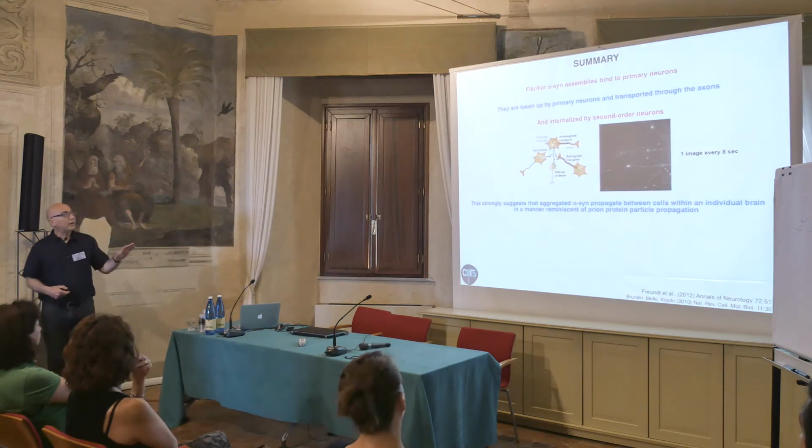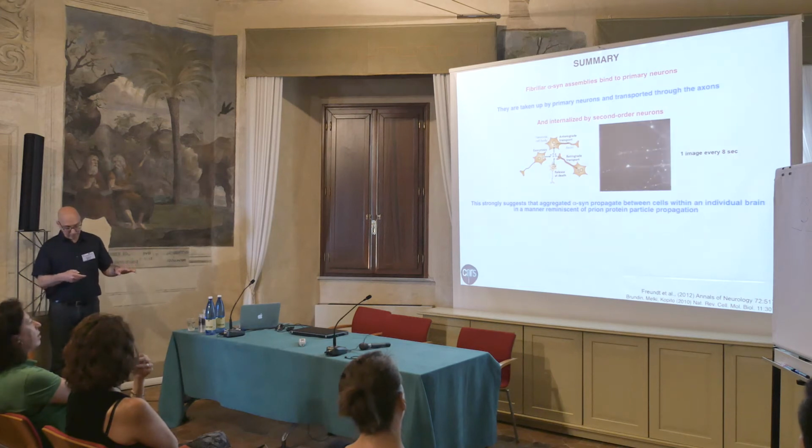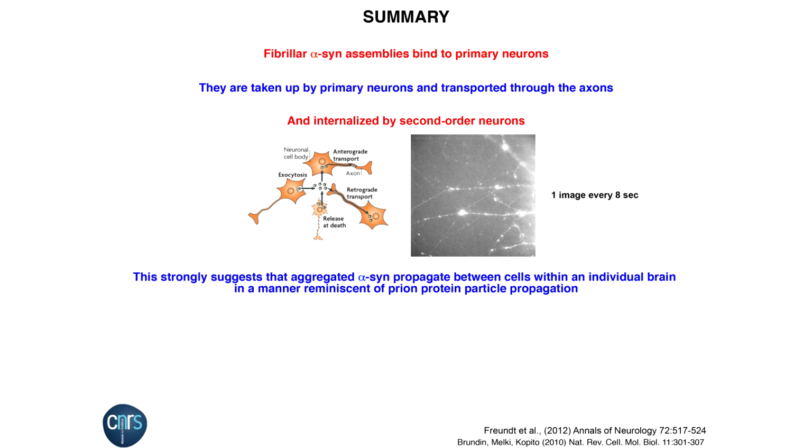Now, to summarize this part, alpha-synuclein assemblies, but also Huntington, are binding to primary neurons. They are transported through the axon. They are internalized in second-order neurons. This is essentially what is schematized here.